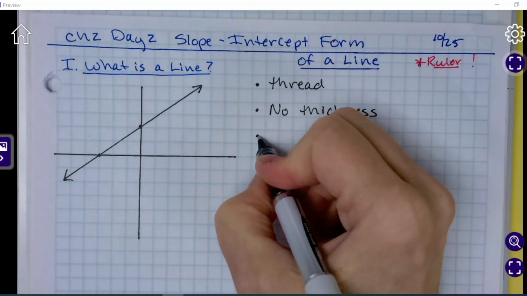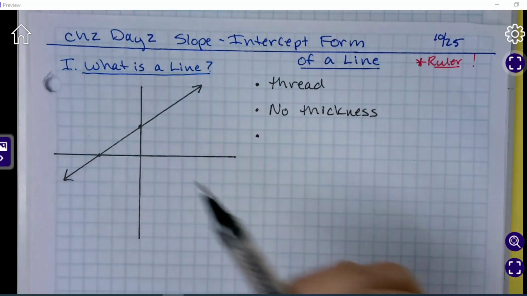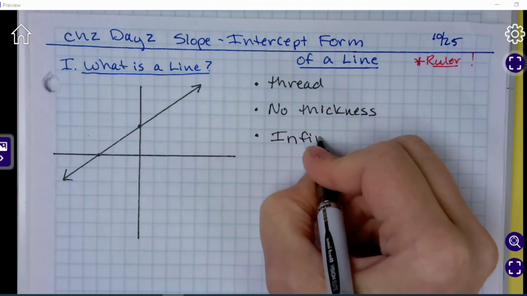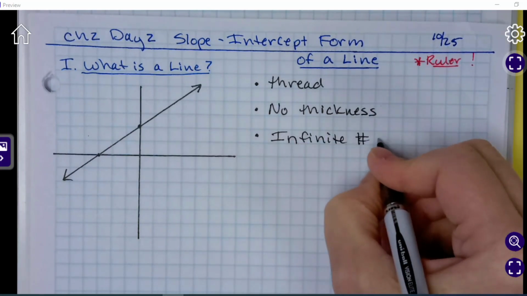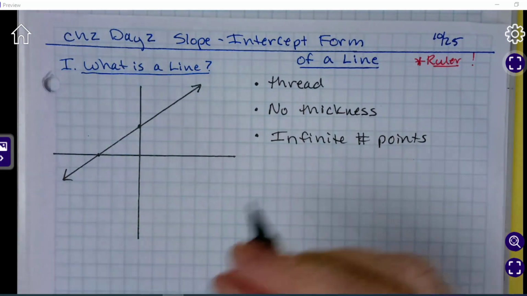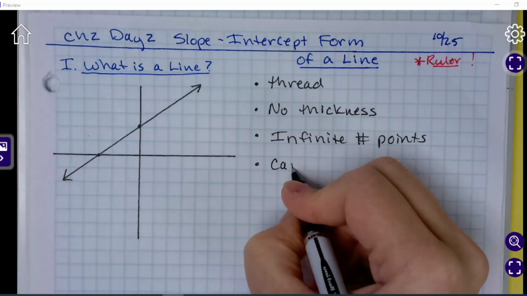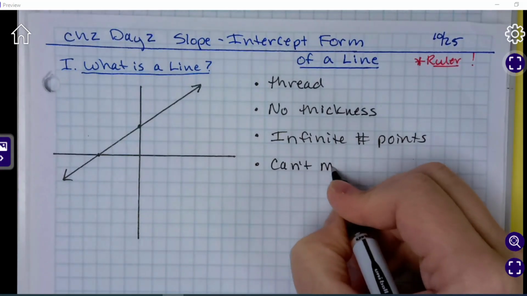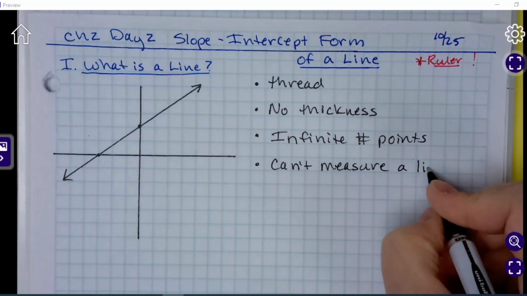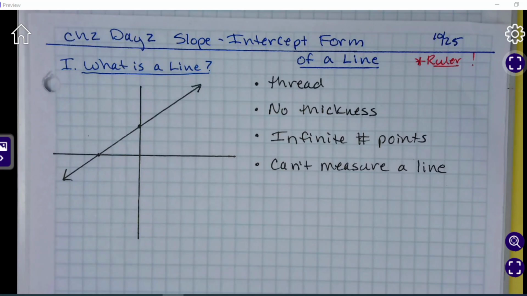The arrowheads on the ends of the line mean that it goes to infinity, which means there's an infinite number of points on a line, and we'll revisit that in a second. Because there's an infinite number of points on the line, we can't measure a line. You can measure a piece of a line, but you can't measure the actual line itself.